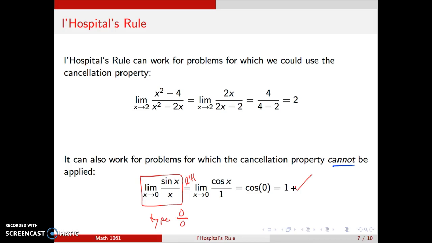One thing to be careful about and to keep in mind, a common error: you're almost always going to have some expression like this where it's a quotient, something divided by something, and you might be tempted to use the quotient rule. That's a common error. We're not using the quotient rule here. We're not finding the derivative of this. We're looking at the derivative of the numerator over the derivative of the denominator. And that's important.